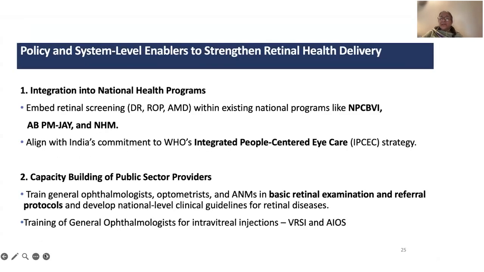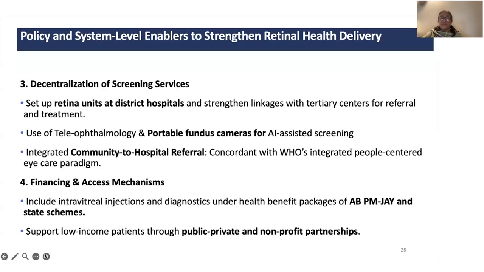As far as policy and system-level enablers to strengthen retinal health are concerned, there has to be integration into the national health programs like NPCB, Ayushman Bharat, and the NHM, and they have to start focusing on retinal diseases and the blindness associated with them, especially diabetic retinopathy. Capacity building has to be there, especially among public sector providers. General ophthalmologists, optometrists, and ANMs all have to be given training in basic retinal examination and referral protocols for diabetic retinopathy. National societies like VRSI and AIOS have to start pitching in, not only training all ophthalmologists for screening of DR, but also training them for early management like laser photocoagulation and giving intravitreal injections.